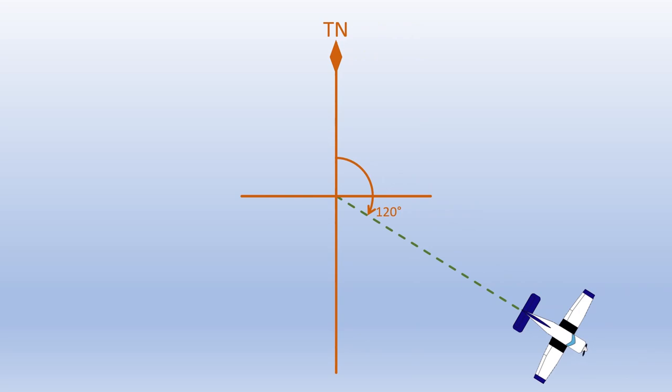An aircraft flies on 120 degrees true track. Magnetic north is to the east of true north, with variation of 20 degrees east. Thus, magnetic track is 100 degrees.